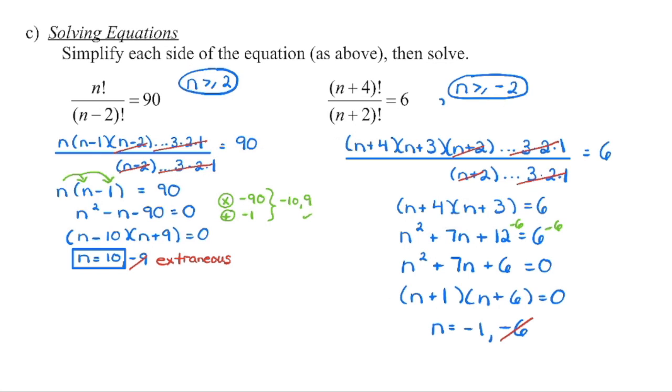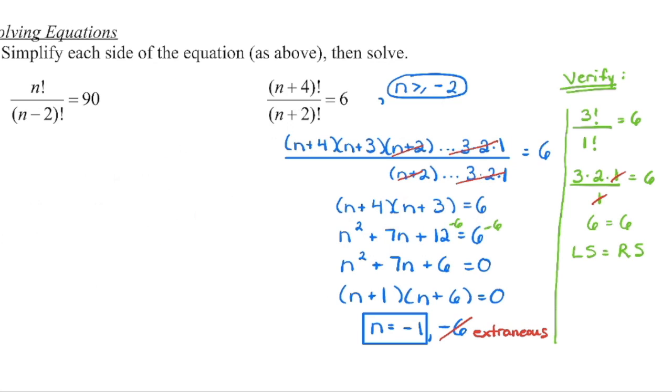n is equal to negative 1, but I'm going to check that. If I substitute this negative 1 back in for n, negative 1 plus 4 is positive 3 factorial, negative 1 plus 2 is 1 factorial equals 6. Well, I know 3 factorial is 3 times 2 times 1. 1 factorial is just 1. I can divide out the 1s, and then 3 times 2 is 6. The left side equals the right side, so negative 1 is a solution to this equation.